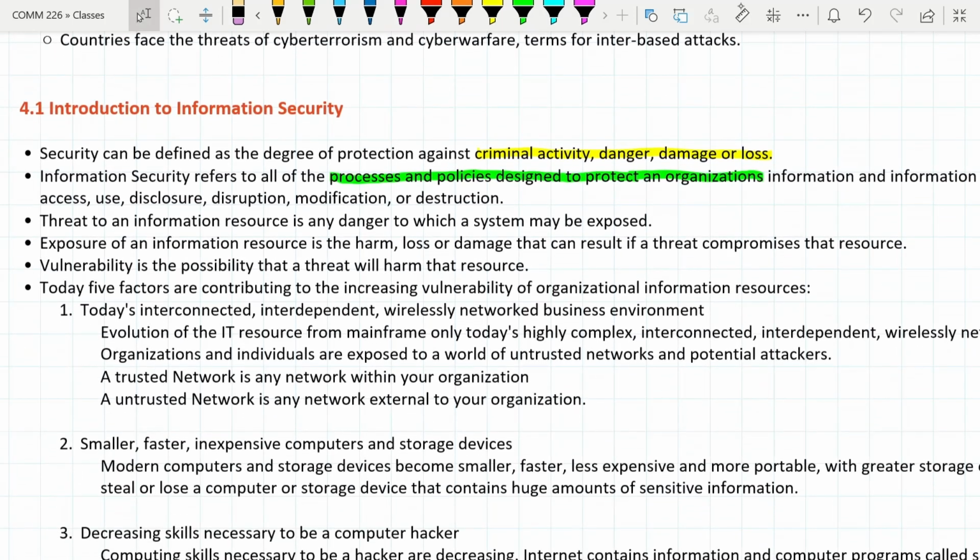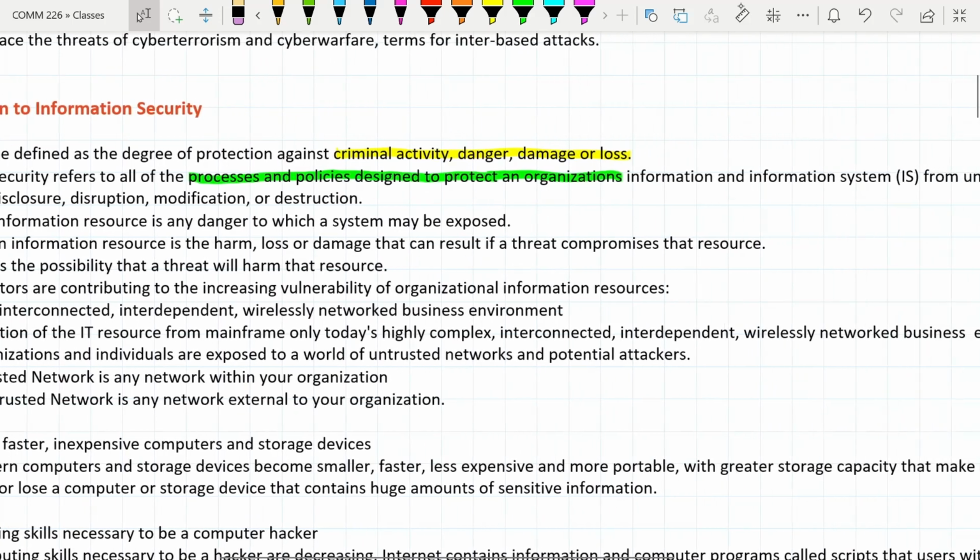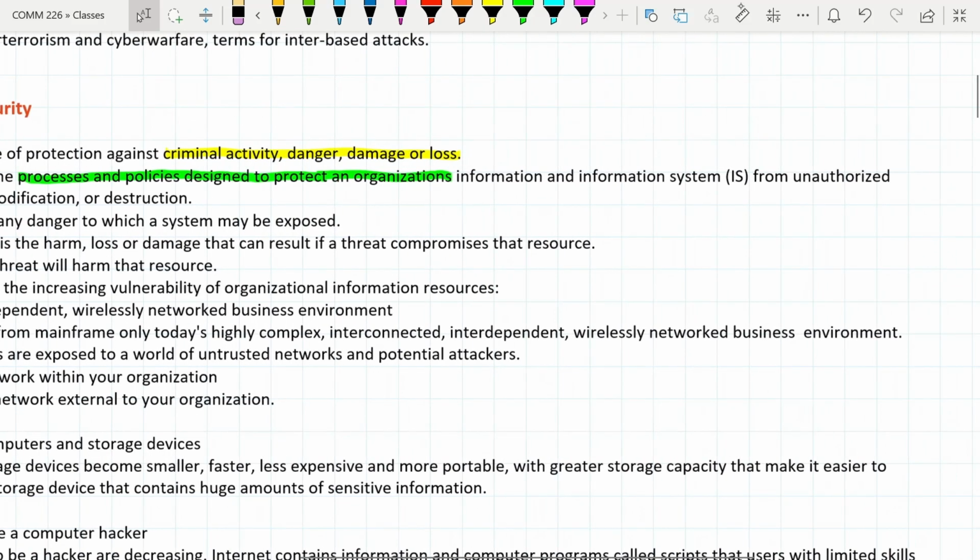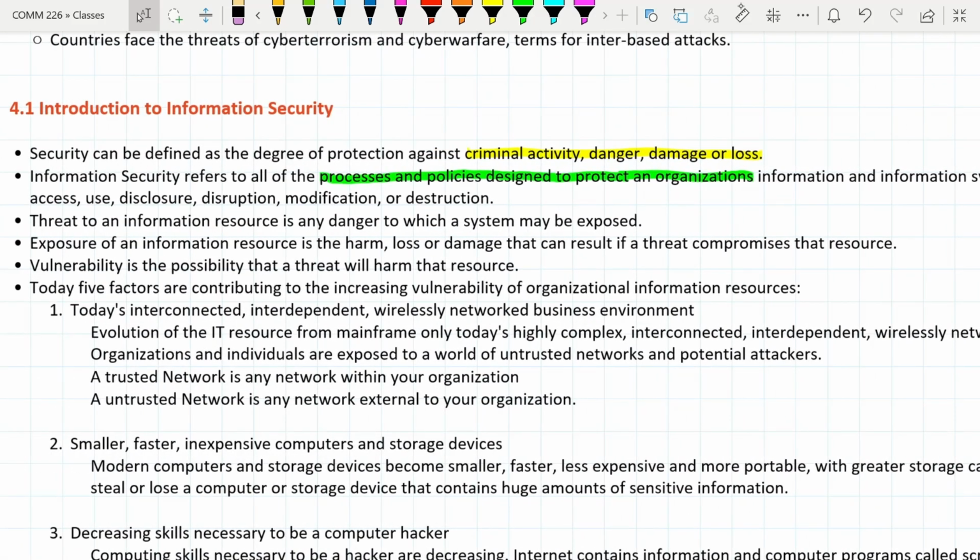Today, 5 factors are contributing to the increasing vulnerability of organizational information resources. 1. Today's interconnected, interdependent, wireless network business environment. This is the evolution of IT resources from mainframe only to today's highly complex, interconnected, interdependent, wirelessly networked business environment. Organizations and individuals are exposed to a world of untrusted networks and potential attackers. A trusted network is any network within your organization. An untrusted network is any network external to your organization.